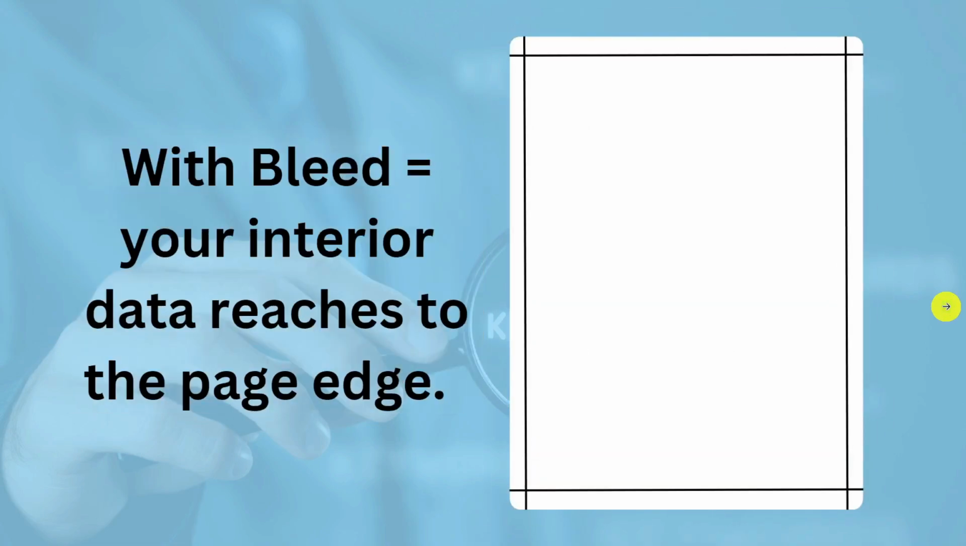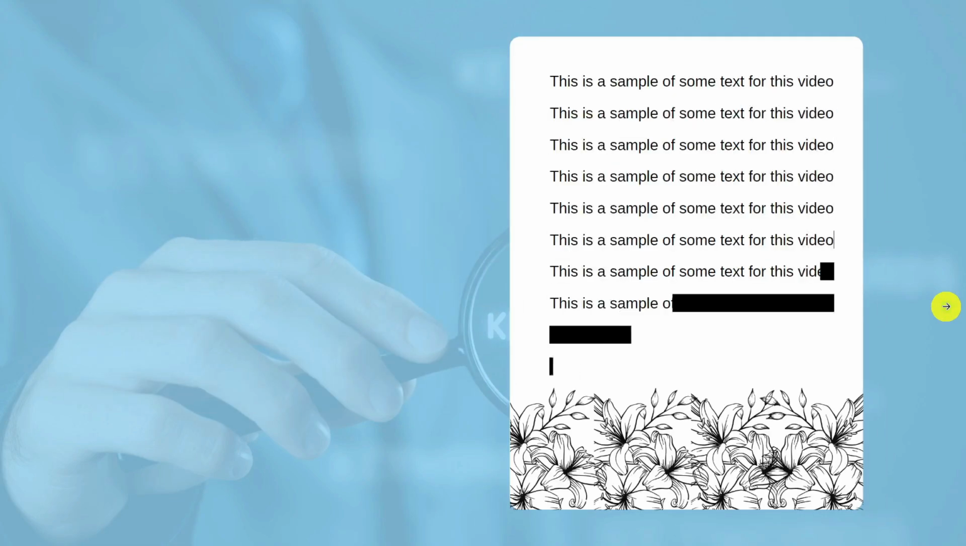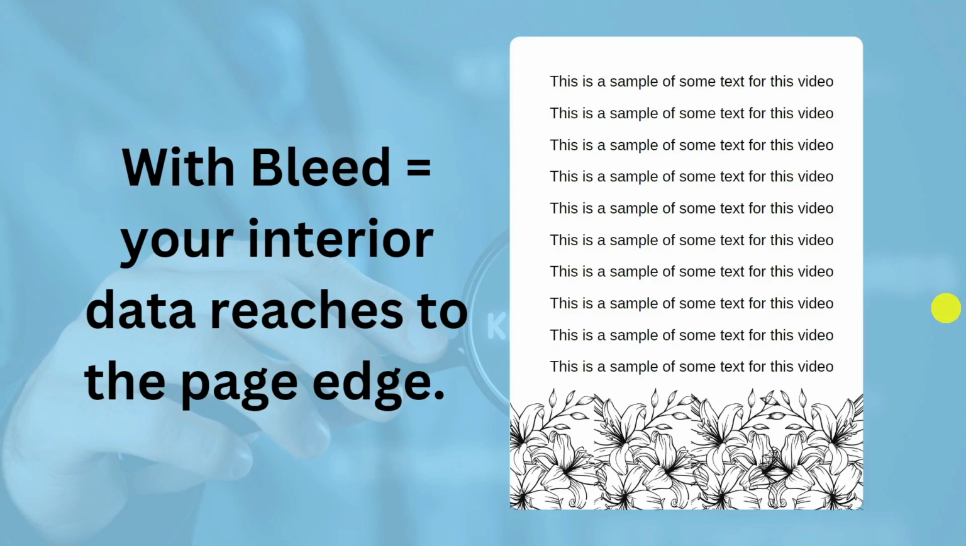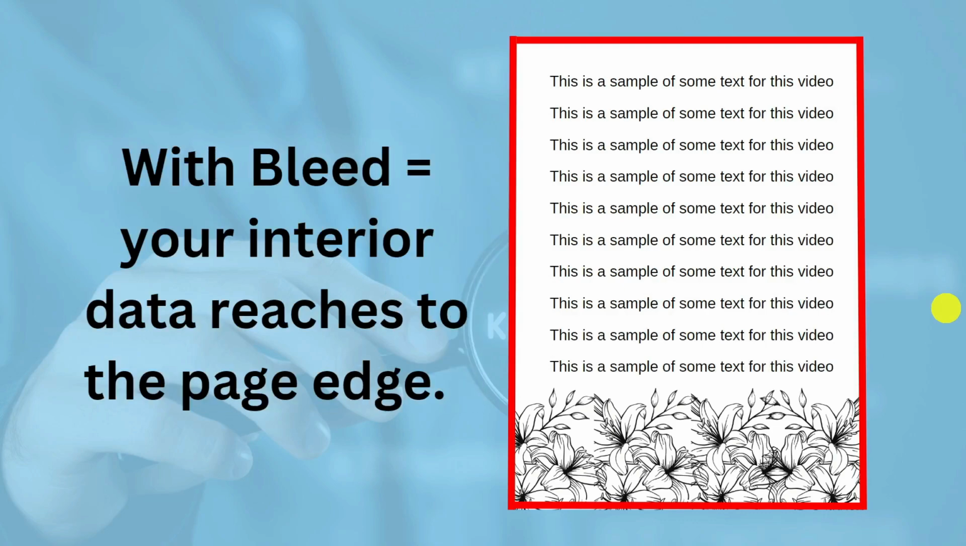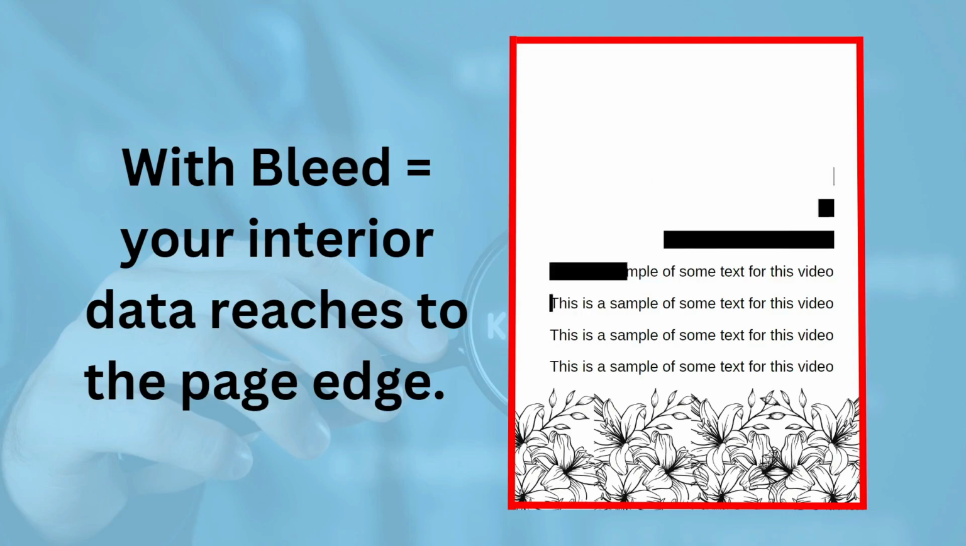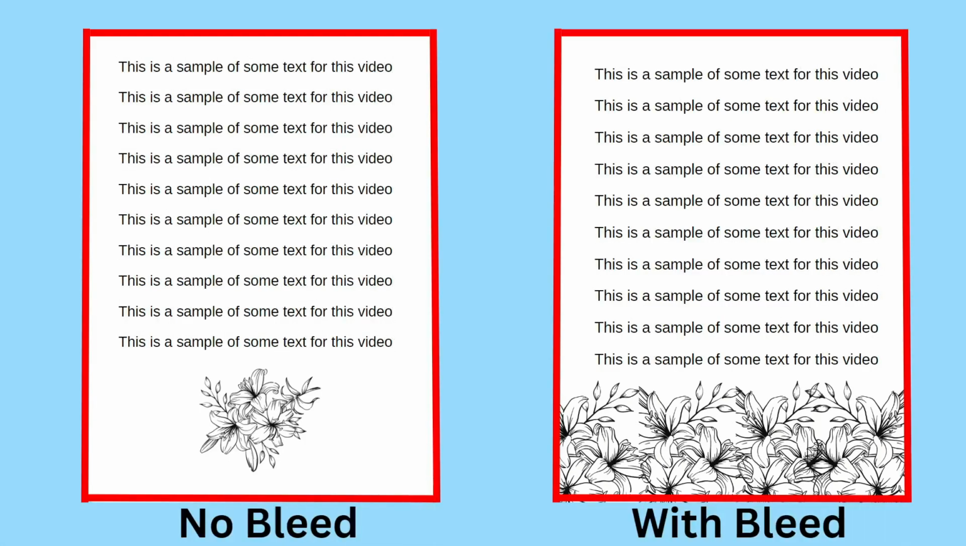If we wanted to make a similar document but with a bleed, we would perhaps create something like this. We want these flowers at the bottom to reach the edge of the page. Once it's trimmed off, it would give that nice clean edge with the flowers going right towards the edge of the page. When you see these two pages side by side, no bleed and with bleed, you can really get an idea of why you might pick one over the other.